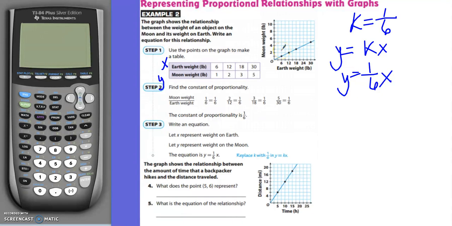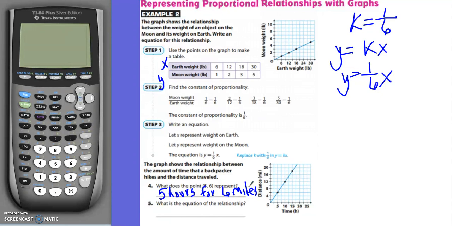All right, let's take a look at number 4 and 5. The graph shows the relationship between the amount of time that a backpacker hikes and the distance traveled. What does the point 5, 6 represent? Okay, well 5 represents the hours, so 5 represents 5 hours, and the 6 represents miles. Alright, so 5 hours for 6 miles.